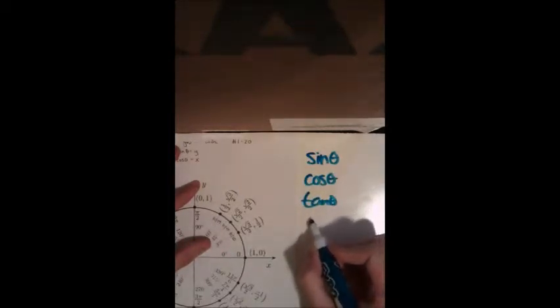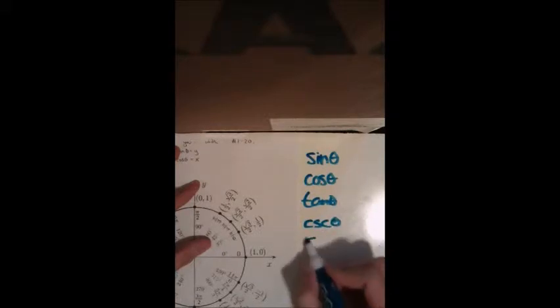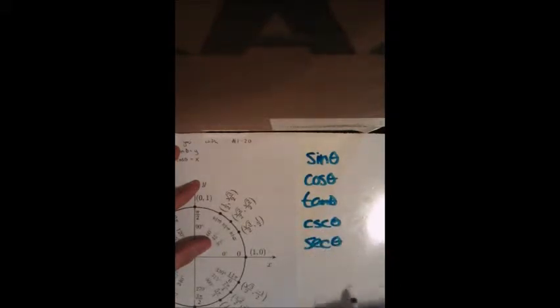Alright, so I want to talk about how to evaluate the trig functions going around the unit circle. But first we need to talk about what they represent. So let's just make ourselves a little list. Sine, cosine, tangent, cosecant, secant, and cotangent.